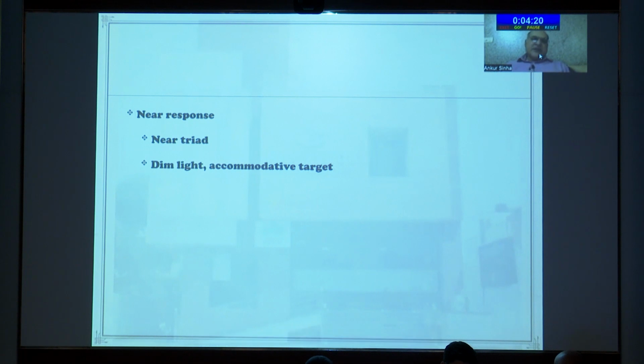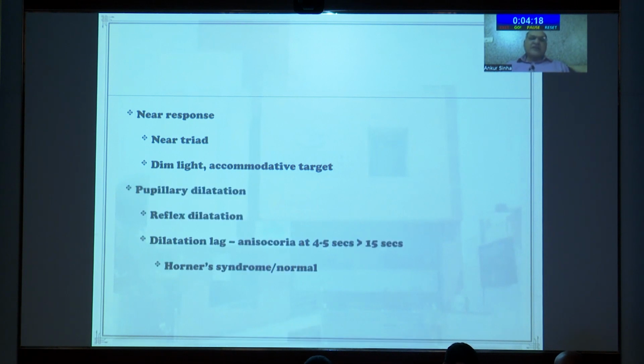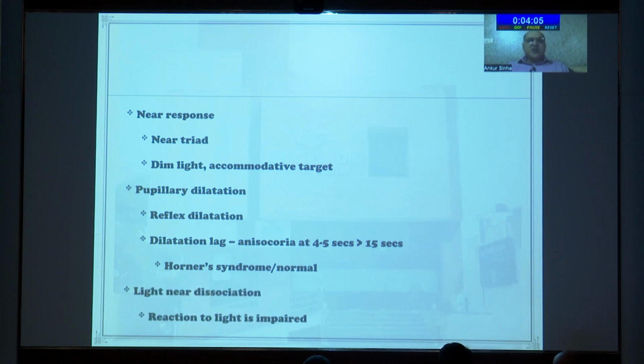Use the dim light and use an accommodative target for the same. Check the pupillary dilatation. Also check the reflex dilatation to sudden noise or painful stimulus. Dilatation lag with anisocoria can be seen in patients of Horner syndrome, and it can sometimes be normal. Check for light-near dissociation where light reaction is almost always impaired.